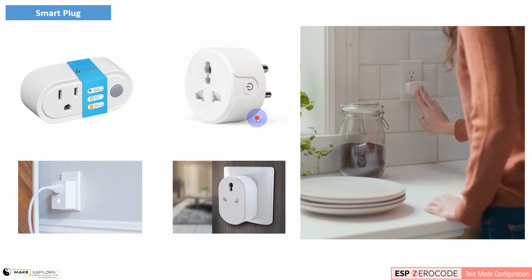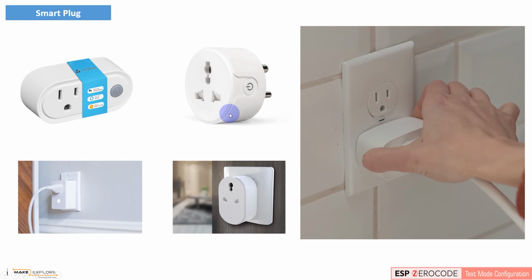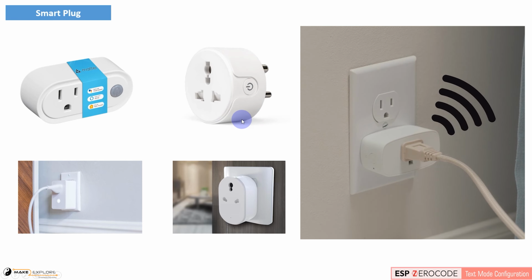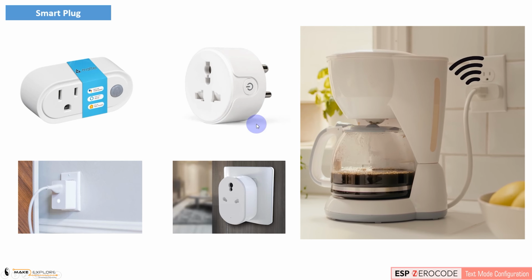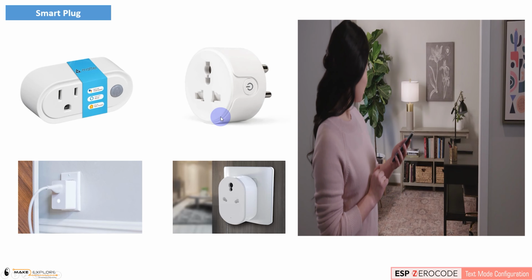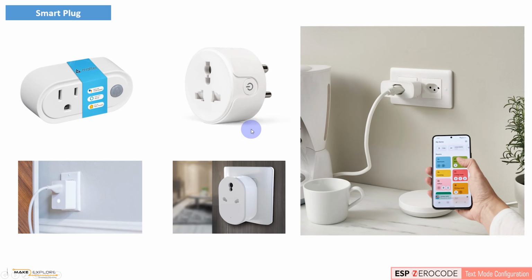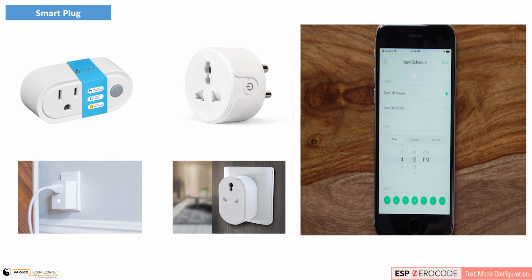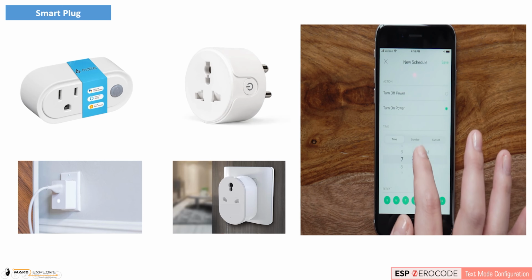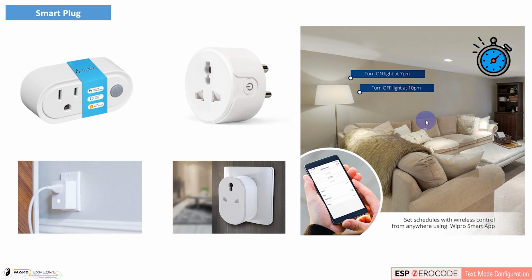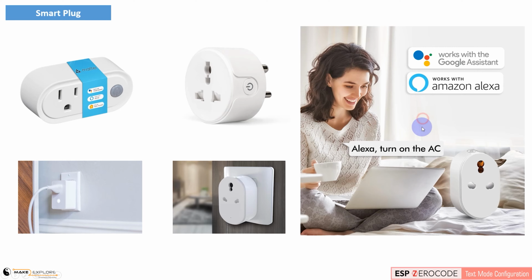So in this case, the main function of this plug end is just to connect the device to power. You can plug electronic devices like a lamp or fan into your smart plug for remote control. Some of the benefits are that you can set it to an automatic timer or schedule, and also control it through a smart voice assistant like Alexa or Google Assistant.